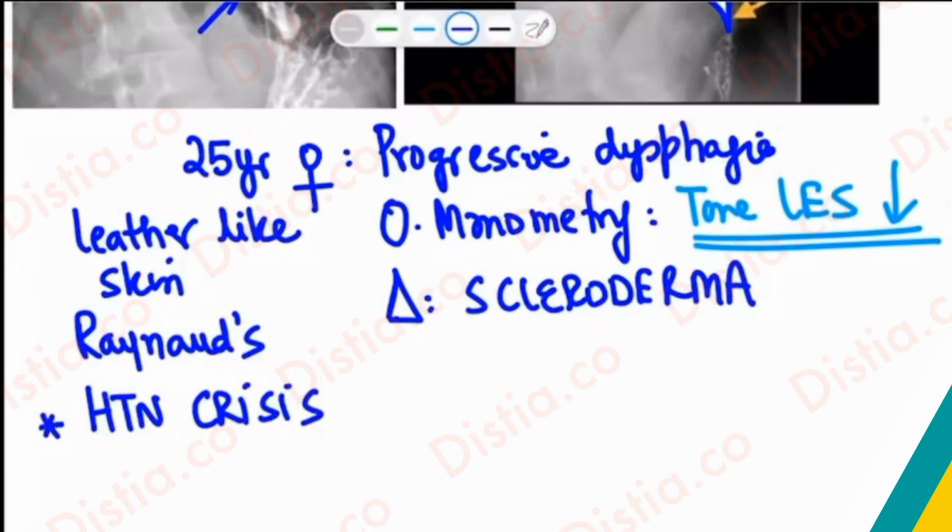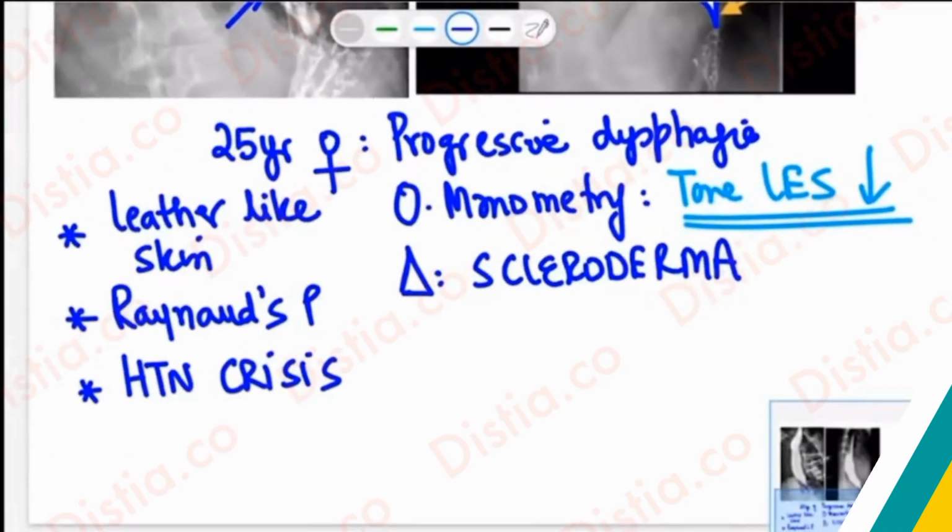He will try to explain a person having high blood pressure with Raynaud's phenomenon, with leather-like skin, with progressive dysphagia, with a decrease in the tone, and in the maze of so much information provided, we tend to lose focus on the keywords that I've highlighted with a different ink here. The tone of the sphincter is lesser.